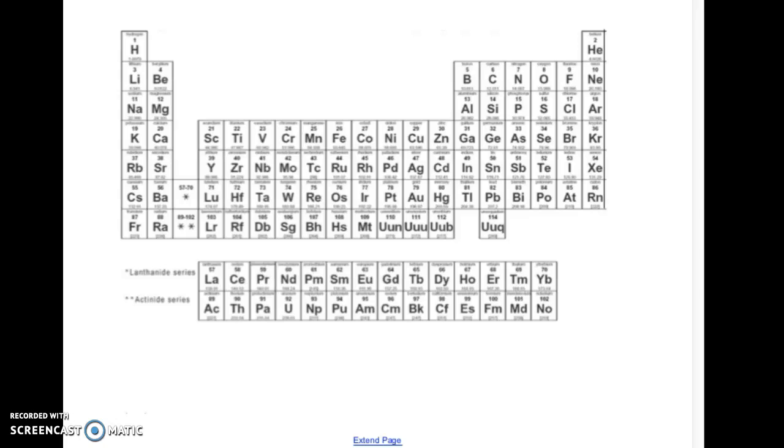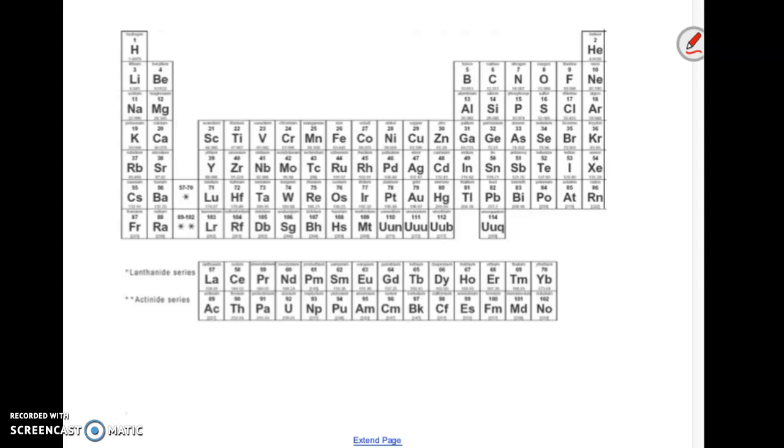Alright, so hopefully you have your periodic table in front of you, and what I want to show you and talk about is valence electrons. Valence electrons are those electrons that are in the outermost shell, and the valence electrons are what make reactions happen. It's why elements act the way they do. Okay, so I want to make sure that you're able to put some stuff on your periodic table.